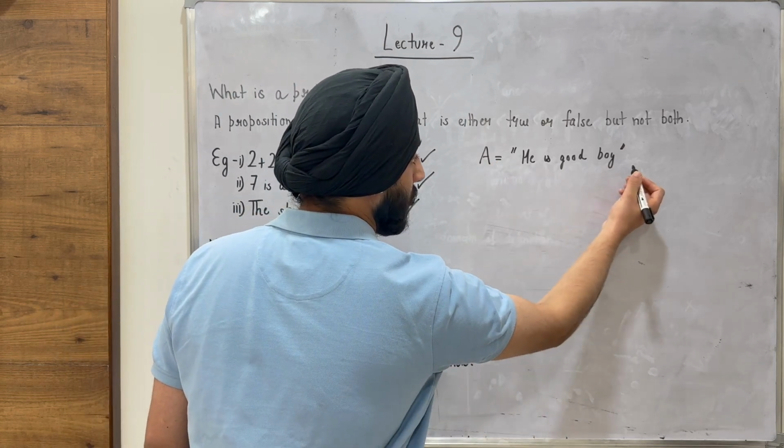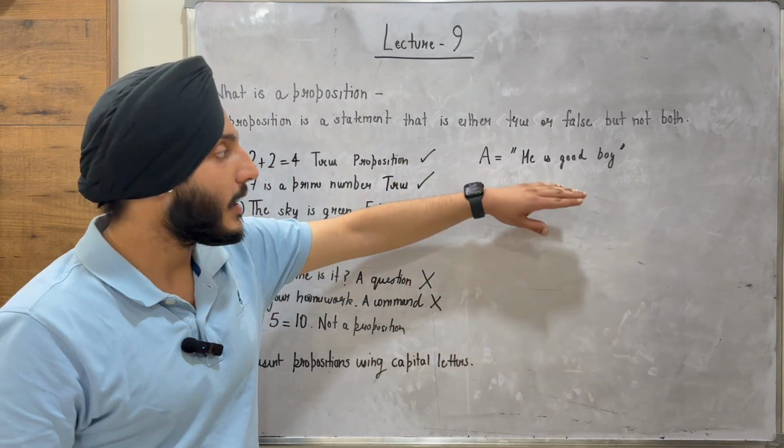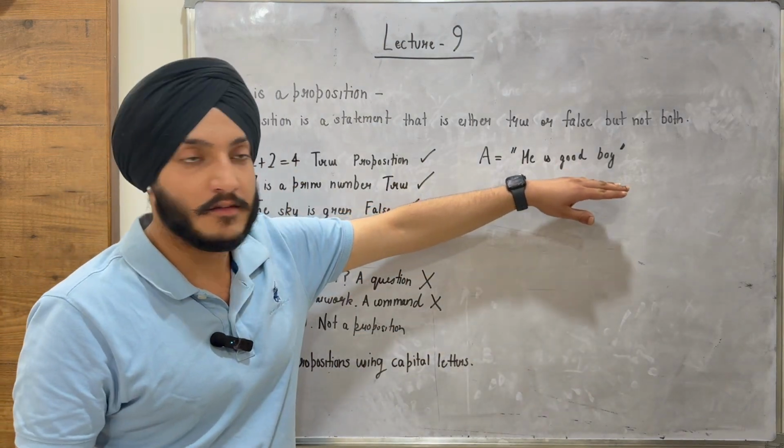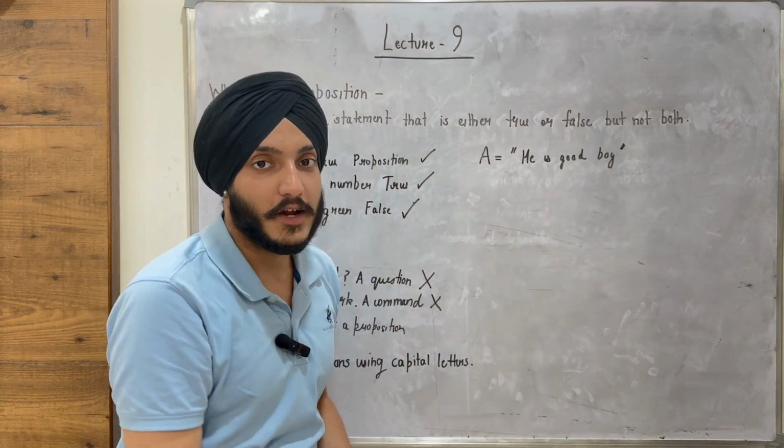Is this a proposition or not, right? Now it does have a true or false value. He can be a good boy. If he is, then this is going to be true. If he's not a good boy, then this is going to be false, right?